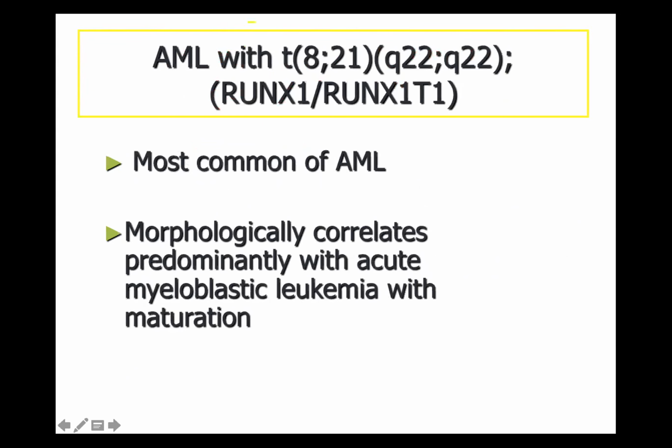So for each one of these types of AML, you need to know a couple of keywords that will tell you what's characteristic of this type of leukemia. Translocation 8;21 is known to have neutrophilic maturation. So it is reminiscent of acute myeloblastic leukemia with maturation, or acute myeloid leukemia with maturation.